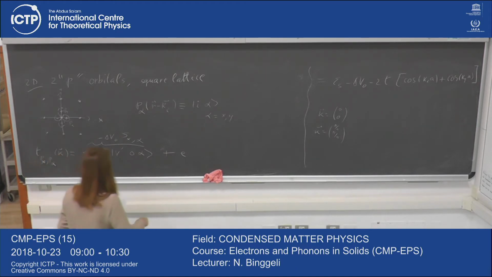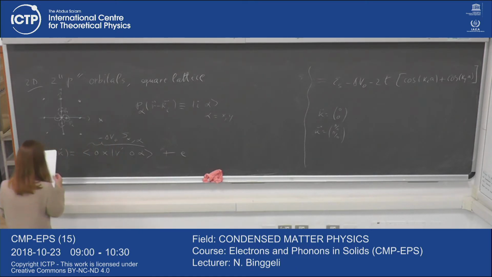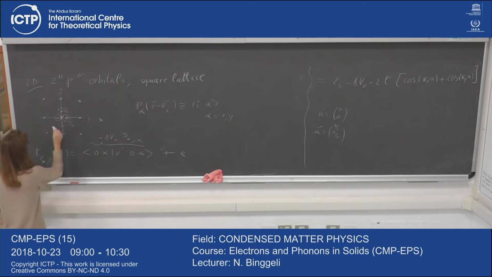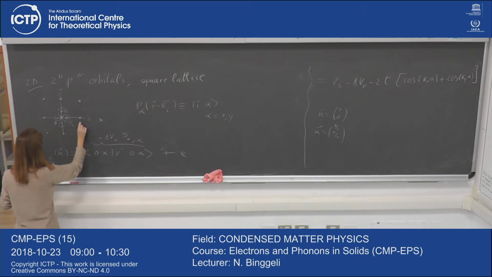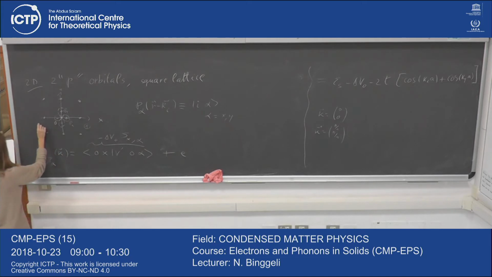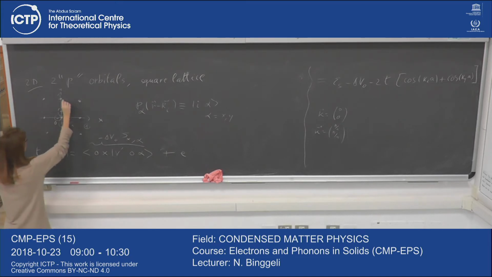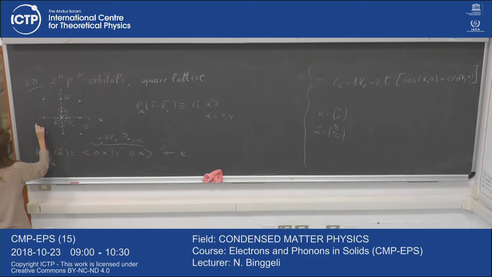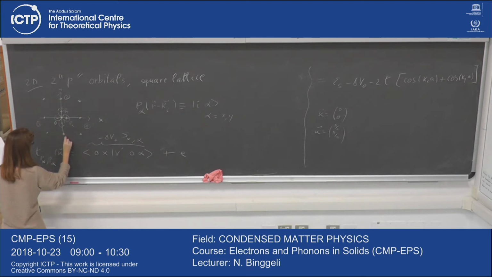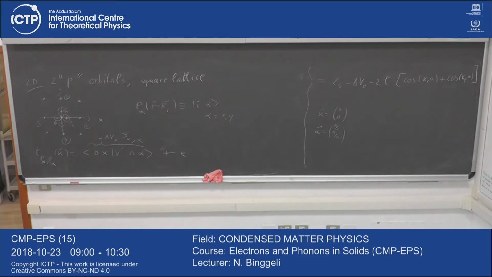So, okay. So these are the orbitals. Let me label the sites first. This would be the site 0. This is my origin. This is going to be the site 1. This is going to be the site 2, 3, and 4.